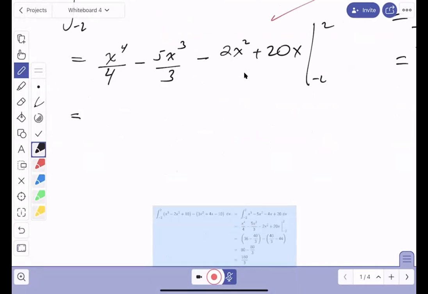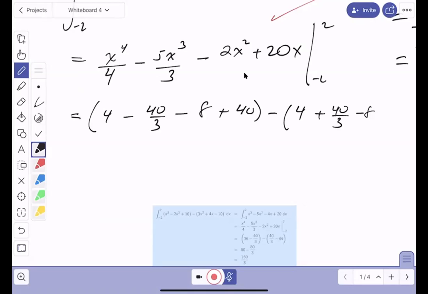So what do you get over here? Well, I'm certainly getting better at this because I just tried, right? So what do you get over there? You get 2 to the 4, 16 over 4 is 4, minus 40 thirds, minus 8, plus 40, minus 4, that would be plus 40 thirds now, minus 8, and then minus 40. I'm going to add things together.